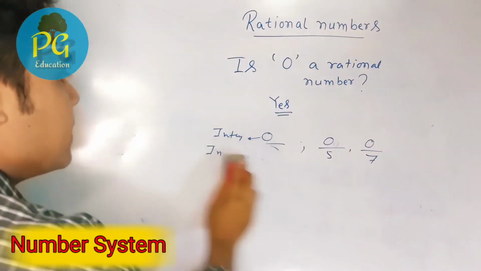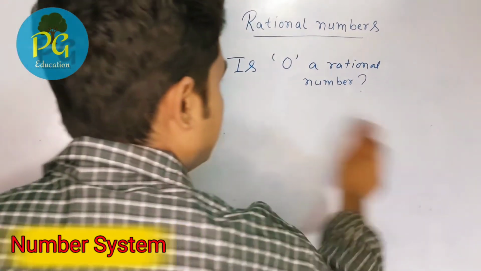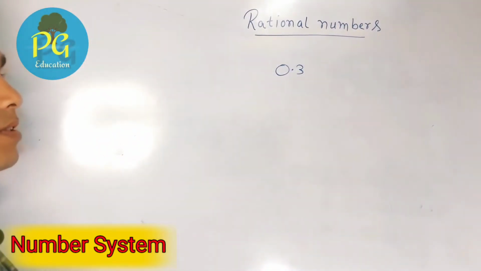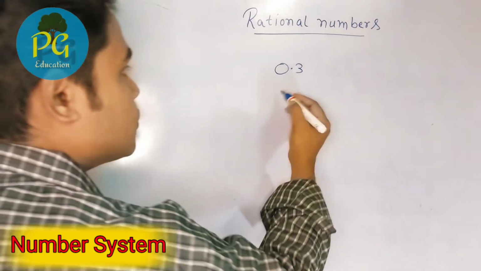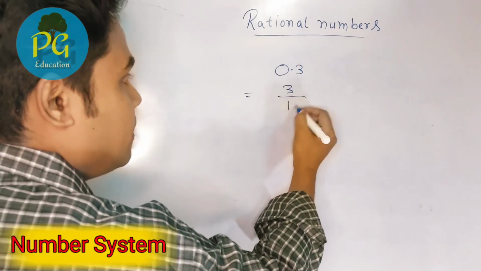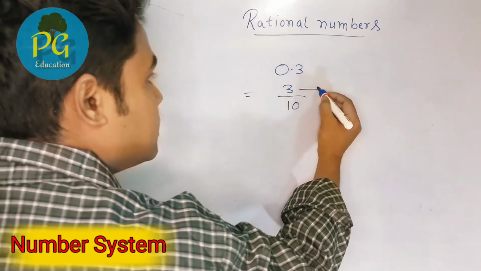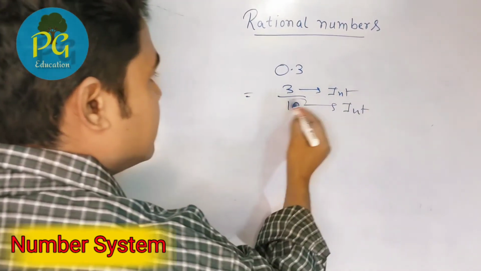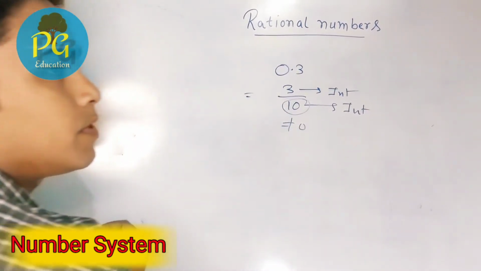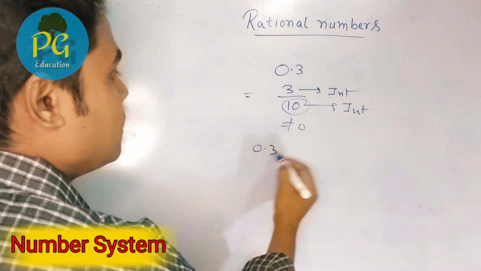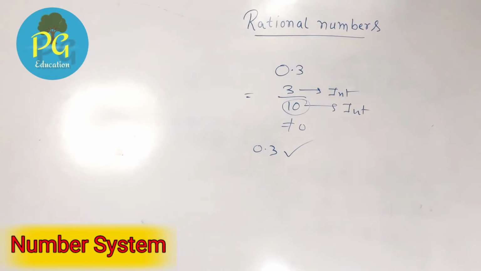Now let us take a decimal, 0.3. Is it a rational number? Yes, it is also a rational number. Why? Because this is equal to 3 by 10, and look, this is an integer, this is an integer, and 10 is not equal to 0. So the condition is satisfied. Hence 0.3 is also a rational number. So any decimal number is a rational number.